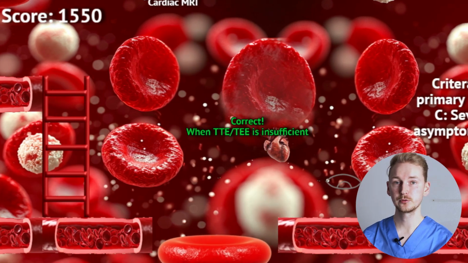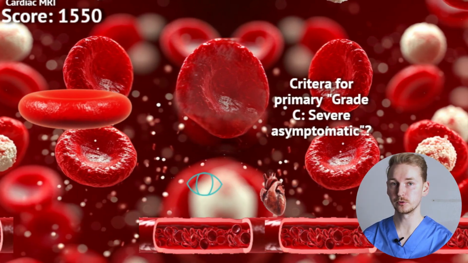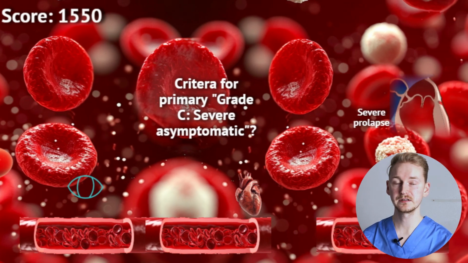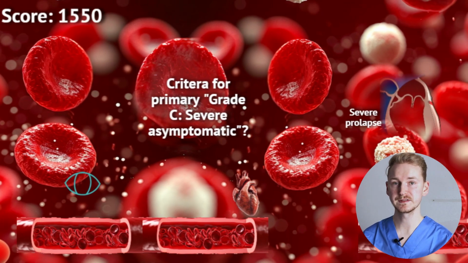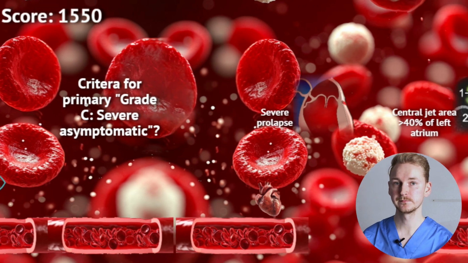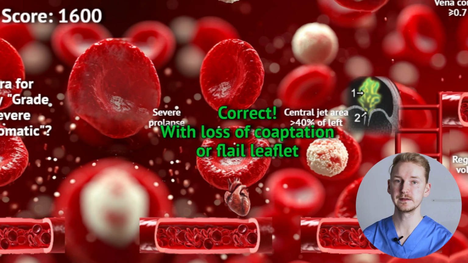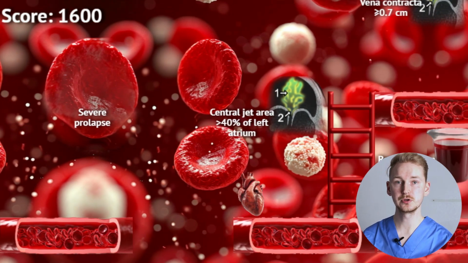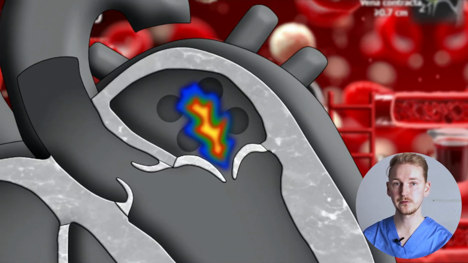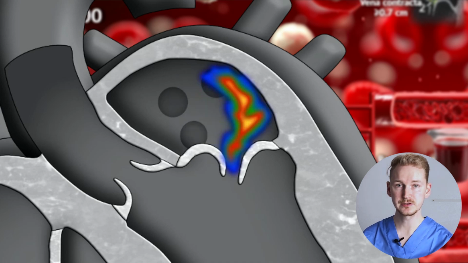There are specific criteria for primary mitral regurgitation. The criteria for stage C, which is severe and symptomatic, are severe prolapse with loss of coaptation or flail leaflets. The regurgitant jet can be used as a criteria. It can either be central or eccentric, directed to the wall of the atrium.